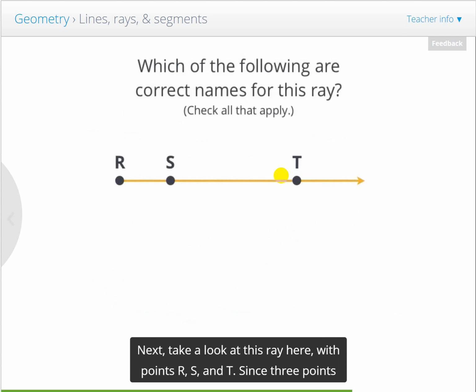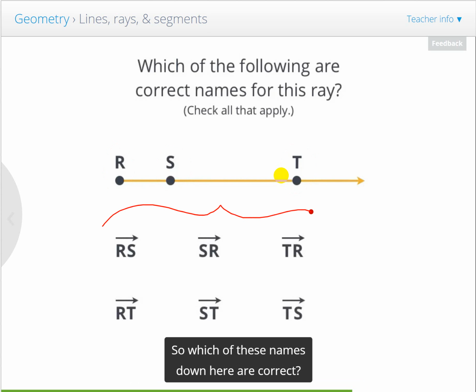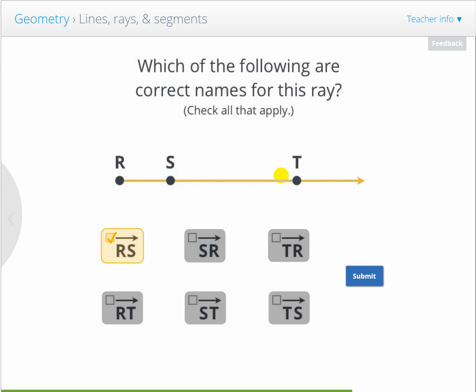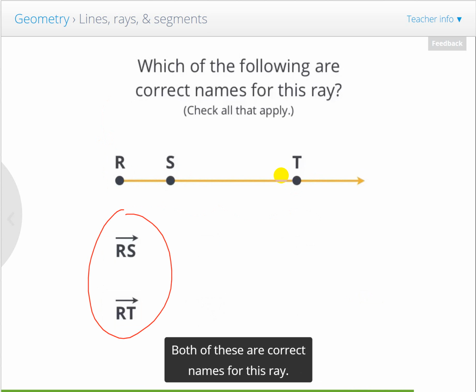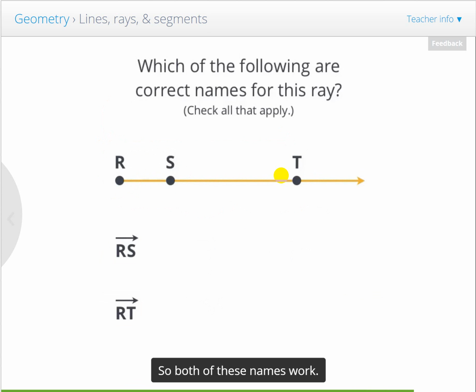Next, take a look at this ray here with points R, S, and T. Since 3 points are labeled here, there's more than one correct name for this ray. So which of these names down here are correct? Remember, the first letter in the name is always the ray's endpoint. Excellent work. Both of these are correct names for this ray. It has endpoint R and goes on forever in the direction of S, and you can also say it goes on forever in the direction of T. So both of these names work.